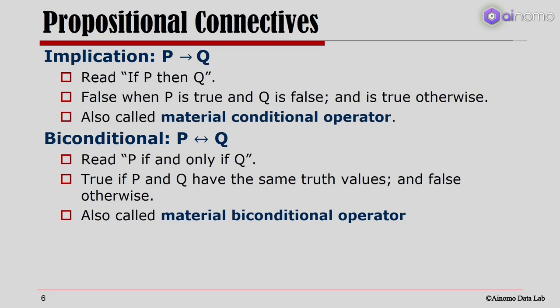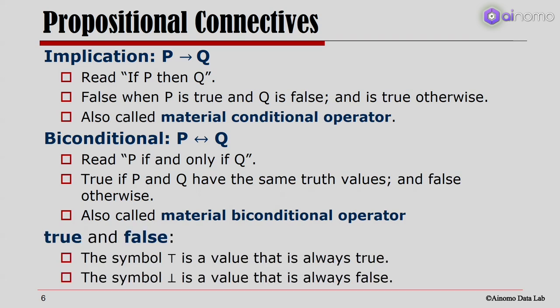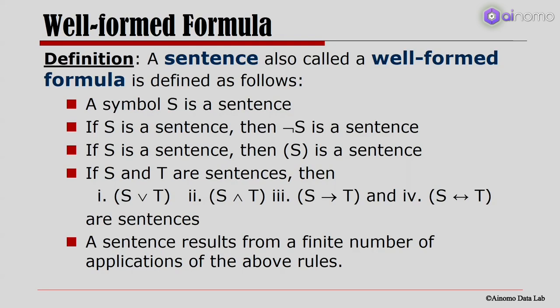Apart from these propositional connectives, we have two more connectives which do not connect any proposition. They are as if connecting zero propositions. They are the connectives of true and false. The symbol top is a value that is always true, whereas the symbol bottom is a value that is always false.